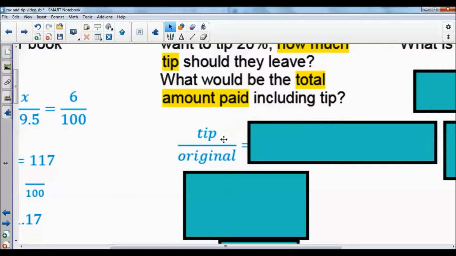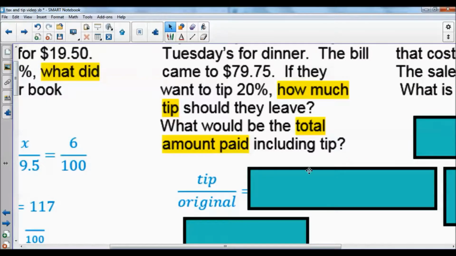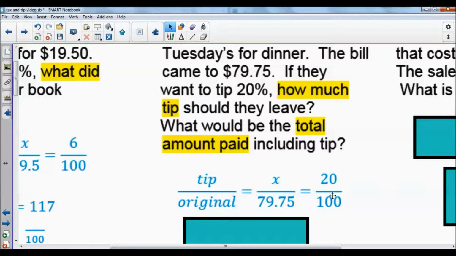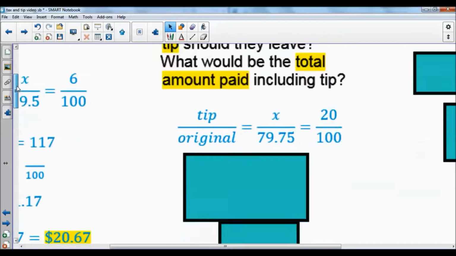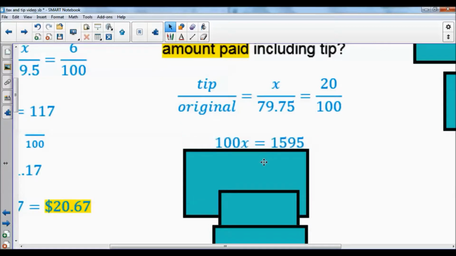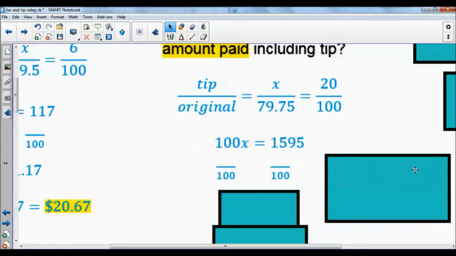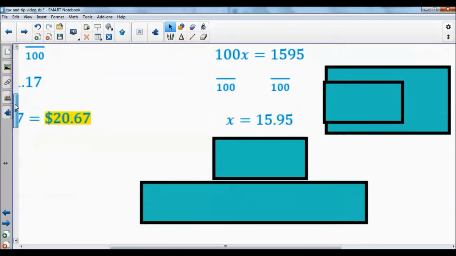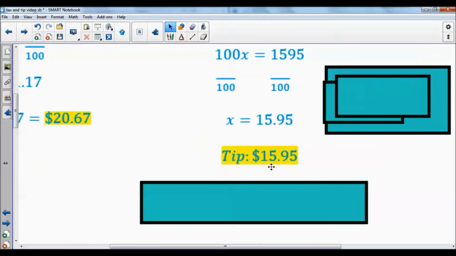Okay, so here we're going to find the tip out of the original, which we don't know what the tip is, but the original is $79.75, and then it was 20% out of 100. We're just going to cross multiply just like we've been doing. So 100 times x would be 100x. 79.75 times 20 is 1,595. Divide by 100 on both sides, and then we would get 15.95 is equal to x. So when they asked us what was the tip, that would be our answer. Our tip is $15.95. So that's the answer to the first question.